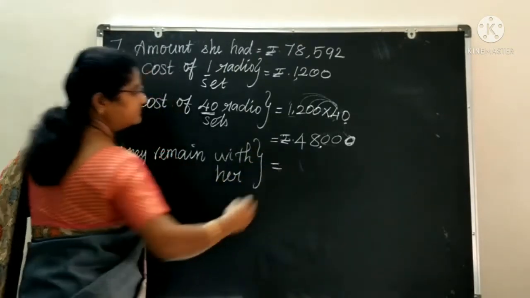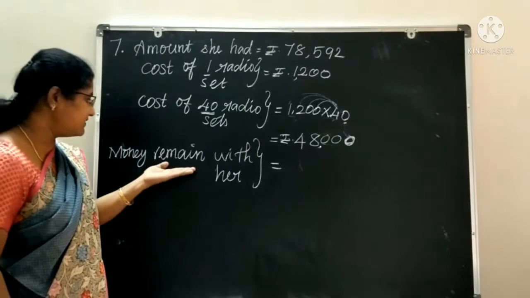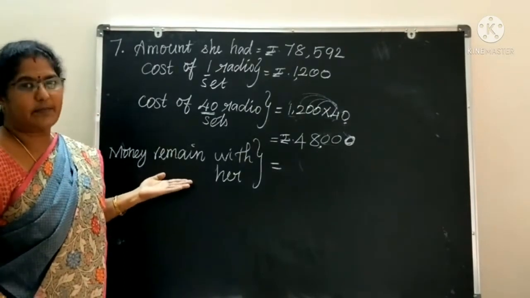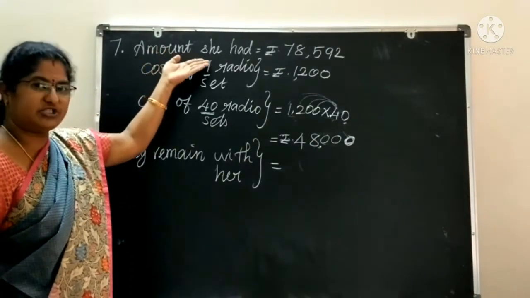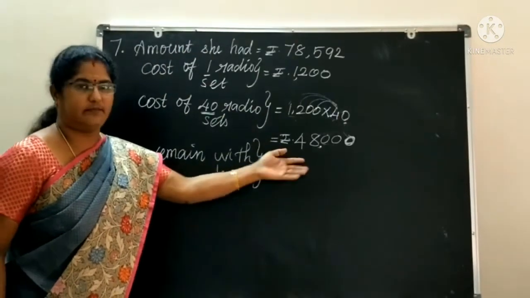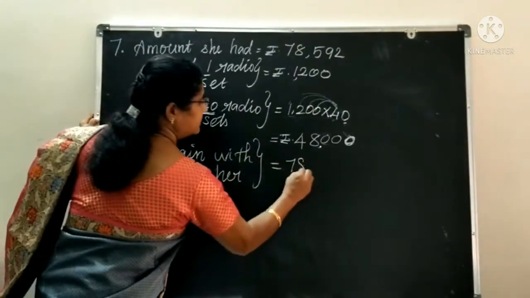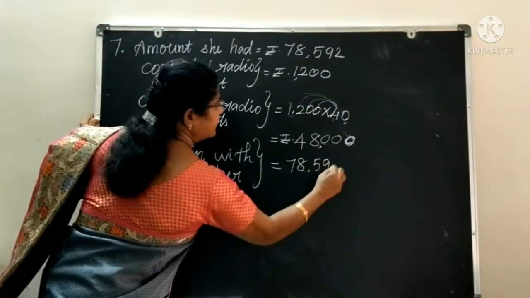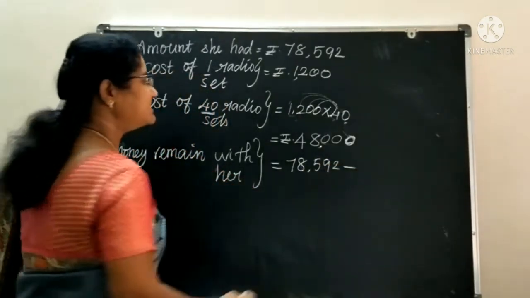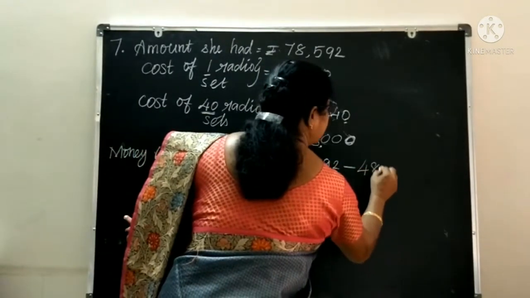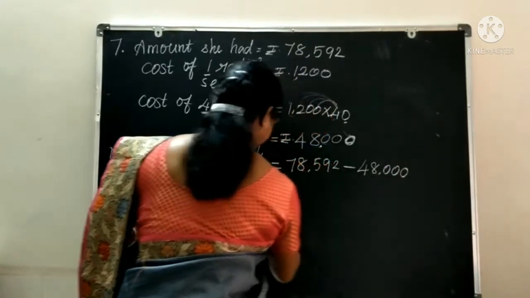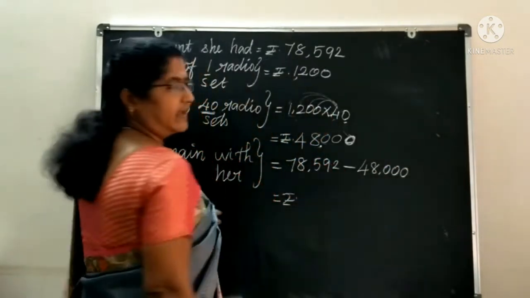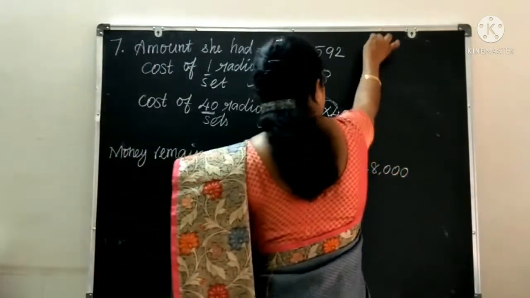Equal to. Remain. What is the word remain? What to do? Subtract from the total amount she had the amount she spent. 78,592 minus 48,000. Subtract and write the answer.